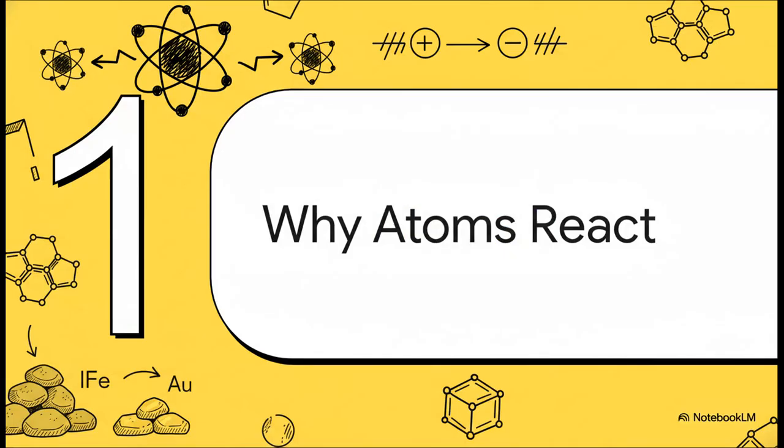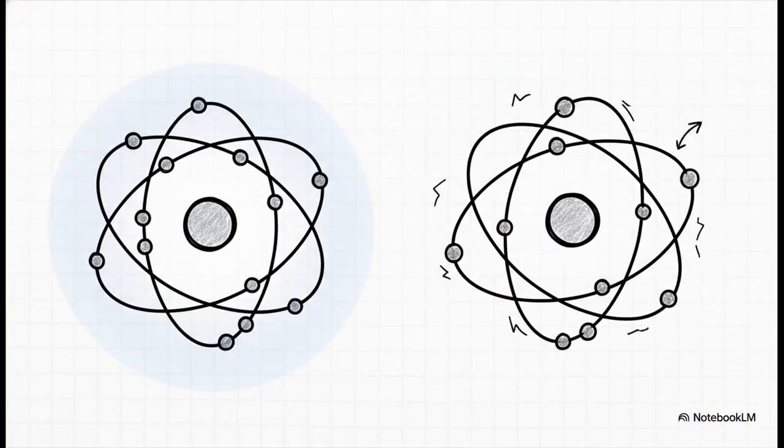Okay, so to solve our whole gold versus iron mystery, we've got to shrink way, way down to the atomic level. We need to ask a really basic question first. Why do atoms even bother reacting with each other in the first place? Well, it really boils down to one simple thing: stability.